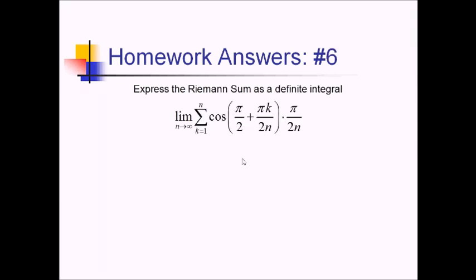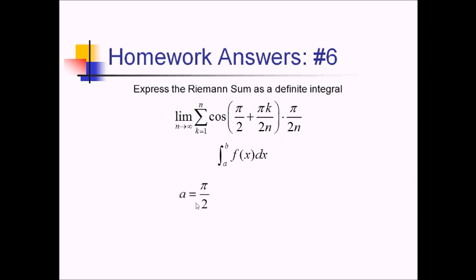For number 6, we're trying to express this Riemann sum as a definite integral. So definite integrals, in general, look like this. We have an integral from a to b of f of x dx. The a value is going to be whatever is being added to the delta x times k term in here. So that's going to be this pi over 2 term for our a value.